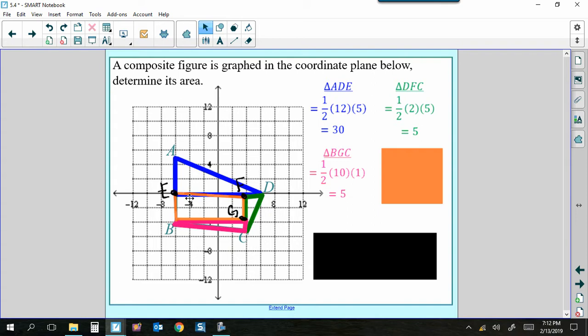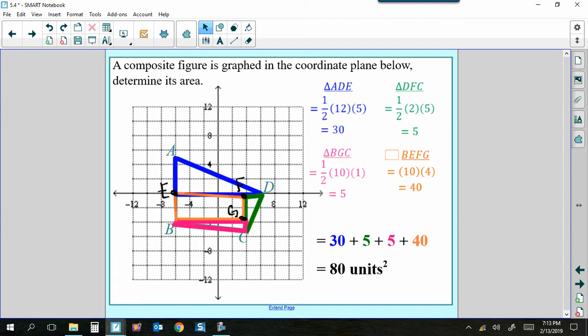What's left over is this rectangle BEFG right here. Rectangles are the easiest. You just need to calculate your base and height, or length and width. We know that B to G is 10. We already calculated that. And then our height is B to E, which would be 4. So we have 10 times 4, which is an area of 40. So we have our 4 individual areas. Now we just need to take those 4 and add them up.